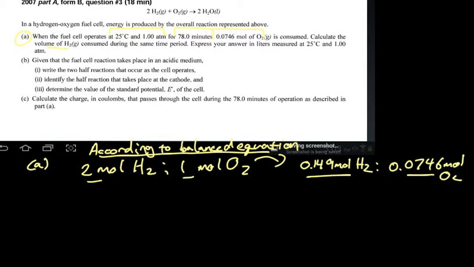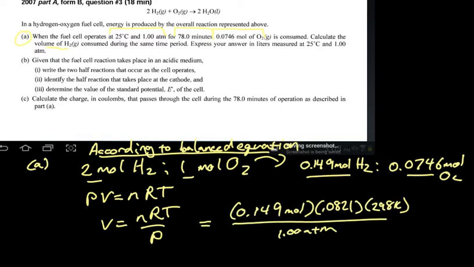Now that we know our moles of hydrogen, it's simply a matter of doing PV equals nRT to get the liters, and so we're solving for volume. Volume equals nRT over P, and then I'm going to plug in our values. And so here it's all plugged in, and I get 3.65 liters for the answer to part A. And I think it should have 3 sig figs because the 0.0746 moles of oxygen does, this does when you add 273 to it, and the atmospheres does as well.